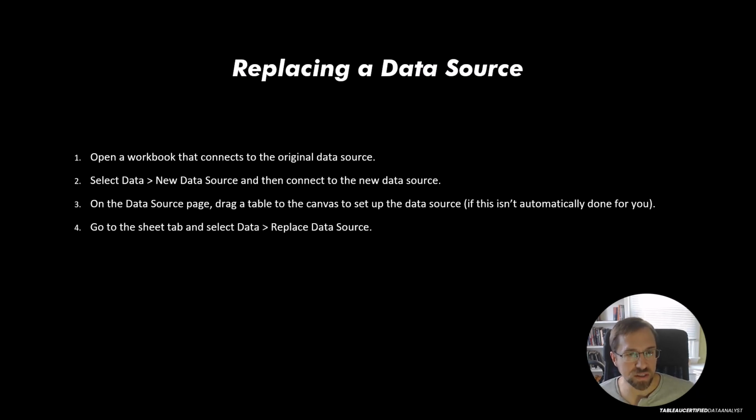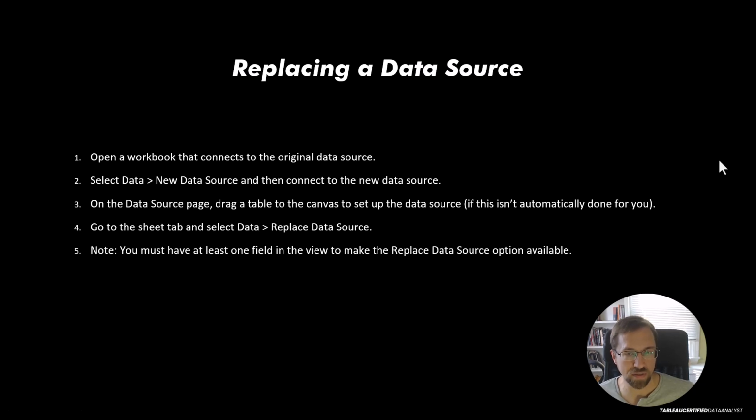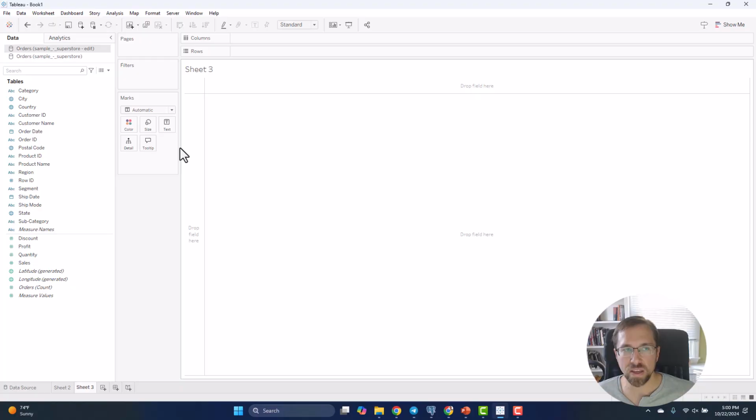There's a note here. It says you must have at least one field in the view to make the replace data source option available, right? If I have a view like this, neither of these data sources is actually being used, right? So there's nothing to replace.